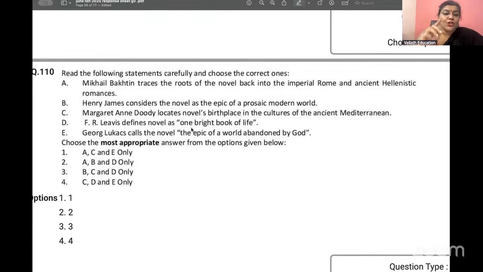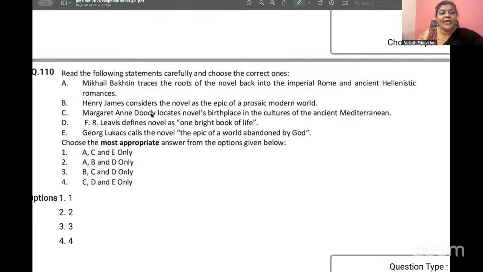This question is, do you know who said novel is one bright book of life? That is D.H. Lawrence. I have taught you. You should know this. If you know D is correct. D is wrong. Then you know which is the answer because all 3 has D. Only ACE is the answer. Easy.